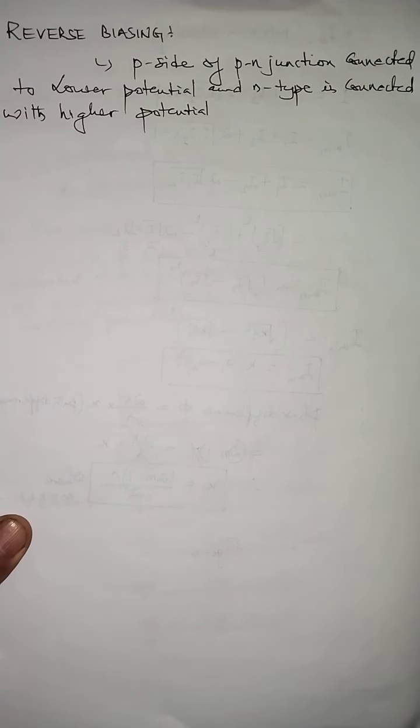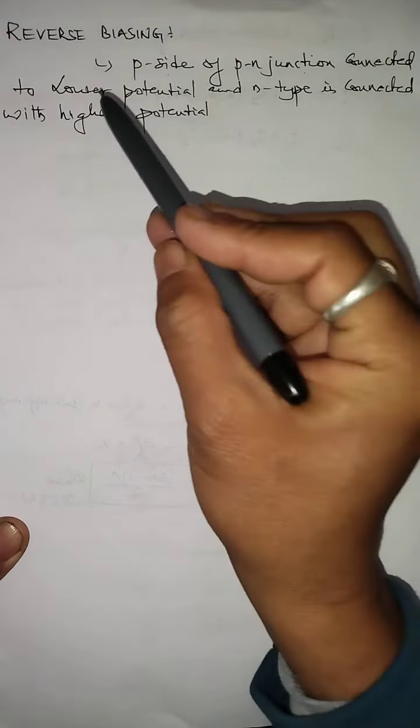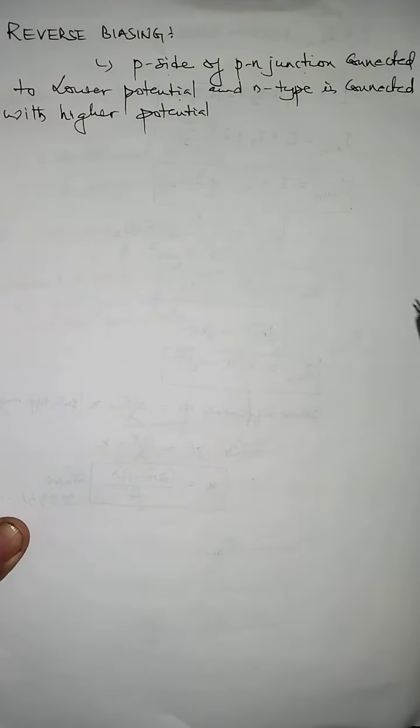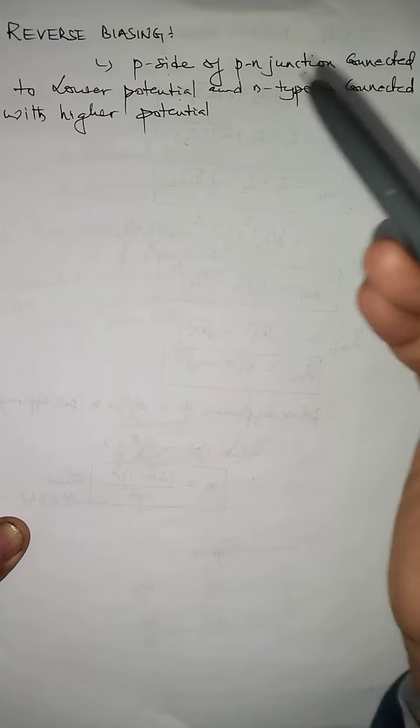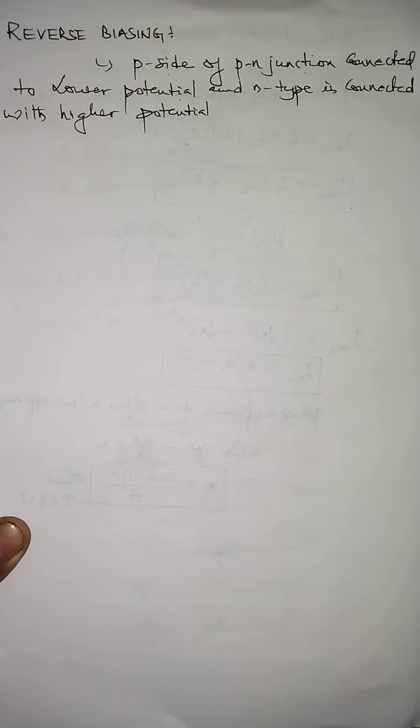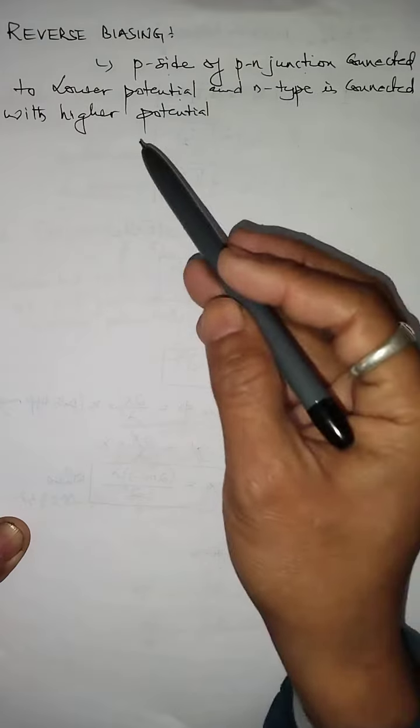Similarly, the same PN junction diode can be connected under what bias? Reverse biasing. Now, reverse biasing is just opposite to forward biasing, where the P side of the PN junction diode is connected to lower potential, okay, and the N side of the PN junction diode is connected to what potential? Higher potential. That means if we just change the terminals of the cell or battery, as we had connected in forward biasing, then that biasing is called reverse biasing. So reverse biasing is just the process of connecting the P side and N side of the PN junction diode with what potential? Lower potential and higher potential respectively.